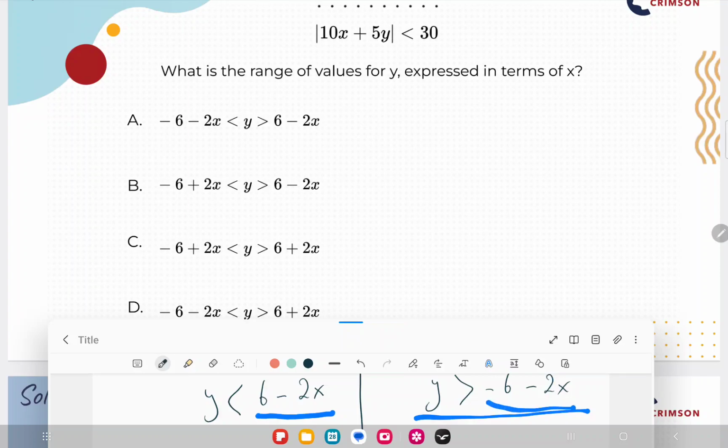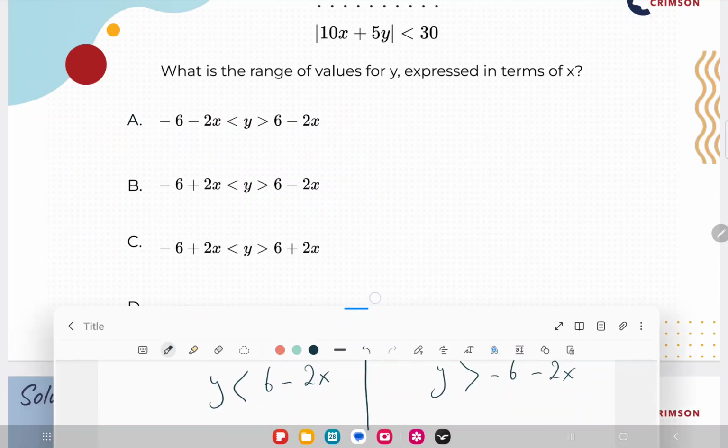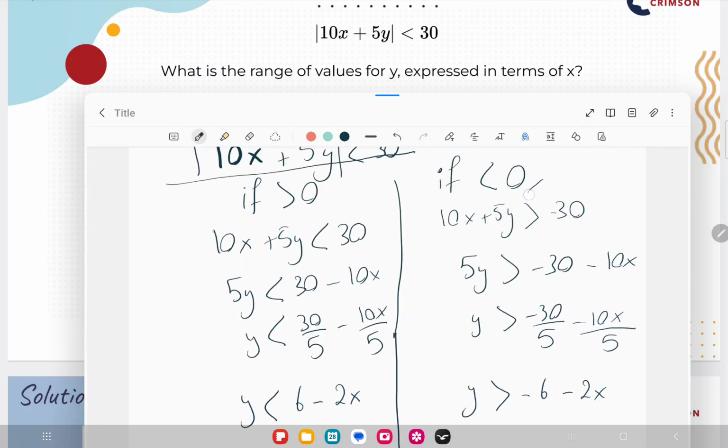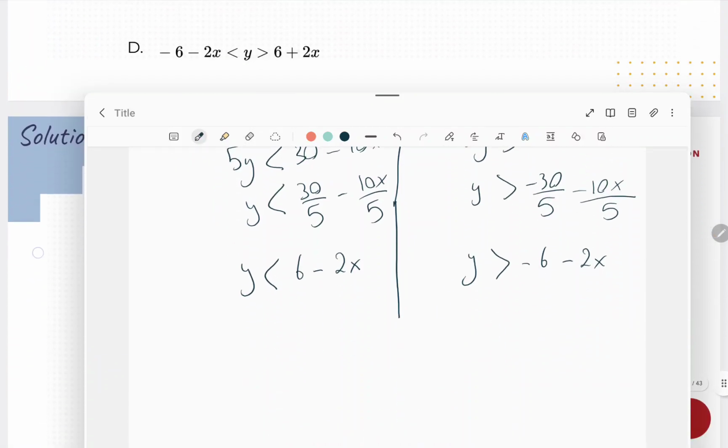So I've got minus 6 minus 2x, and I started looking for where I have minus 6 minus 2x. I've got it here, and here. And I've got 6 minus 2x here too. So which answer has both of my answers? I'm going to take A as my answer. I thought earlier that I should have kept this one like this, but apparently the typing mistake is in the if positive. It's not in the if negative. If it was in the if negative, I might have doubted myself. But yeah. Okay. Let's move on.